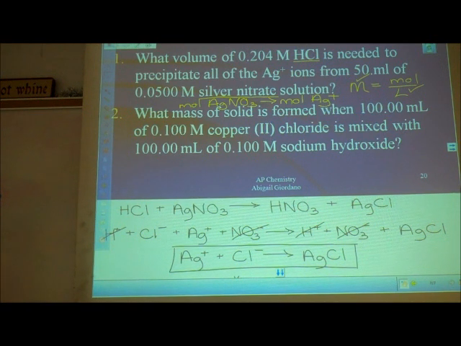Look at the first phrase. What volume? Okay, I'm going to circle it. That is my unknown. That is my ultimate answer to this question. A volume. I'm given a molarity. If I have a molarity, and I will ultimately be solving for a volume, what's missing? Moles of what? HCl.